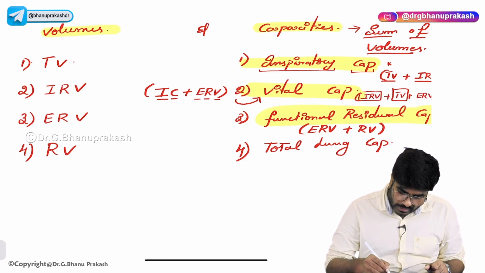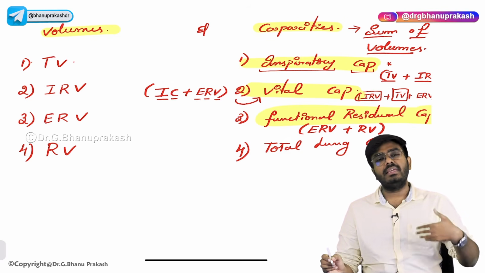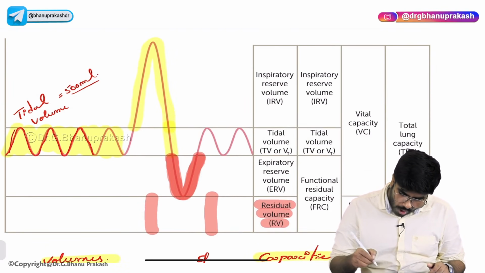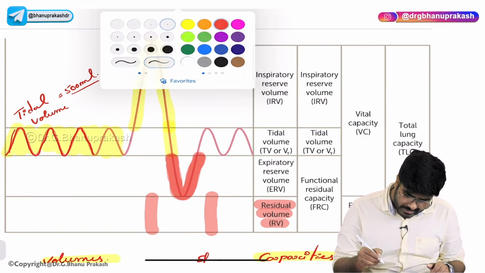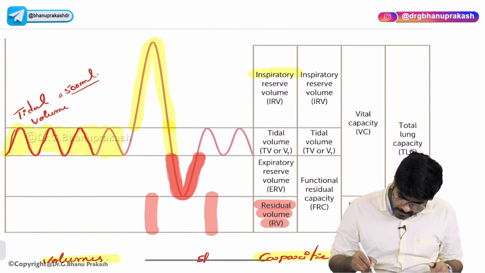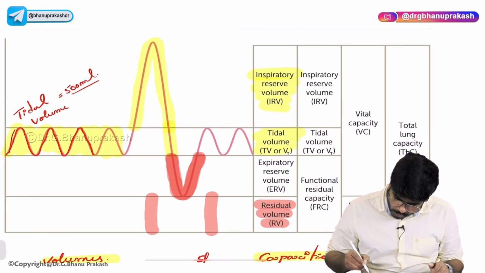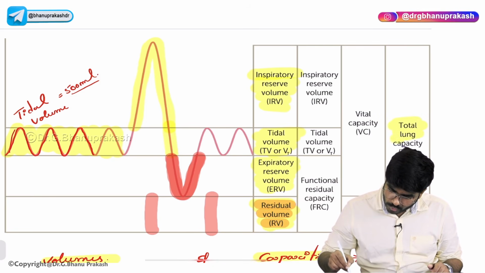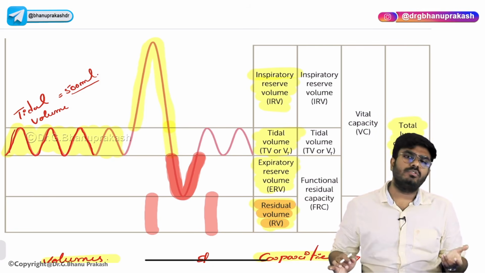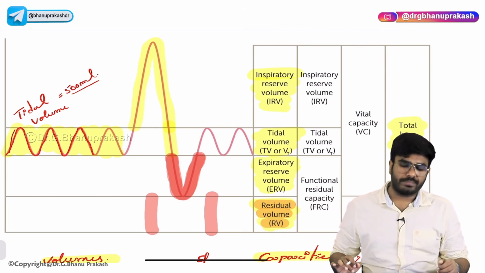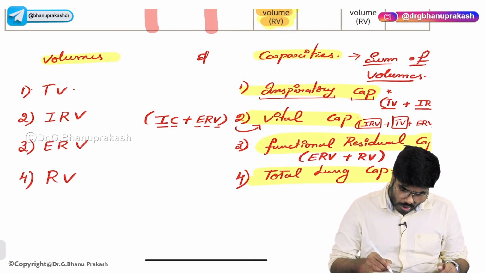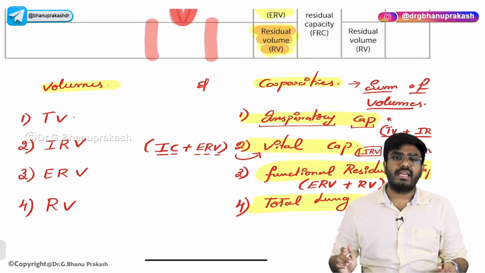Now what is total lung capacity? Total lung capacity is a sum of everything, a sum of all volumes, very simple. It's a sum of inspiratory reserve volume, tidal volume, expiratory reserve volume and residual volume. Usually total lung capacity is somewhere around 6 liters. Okay. So here I am showing you all the different types of volumes and capacities.